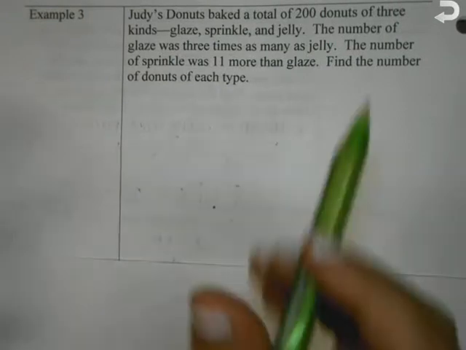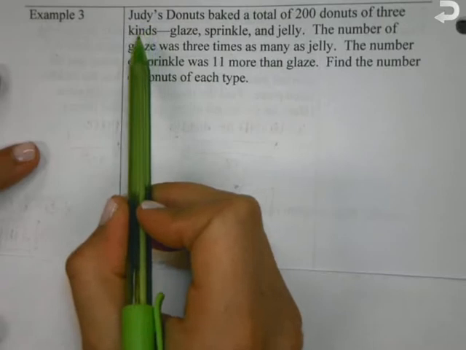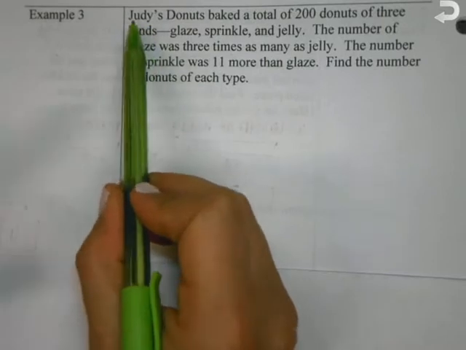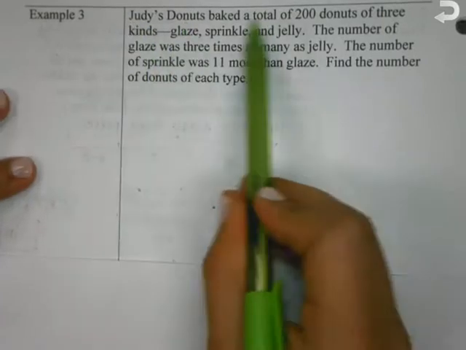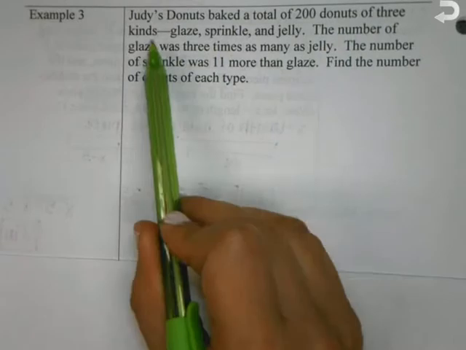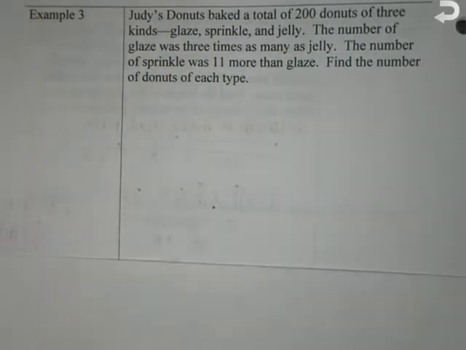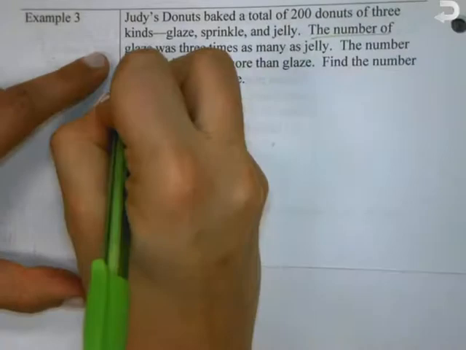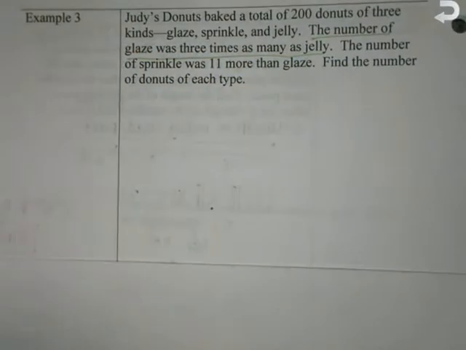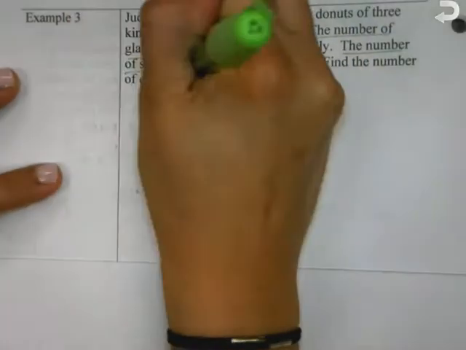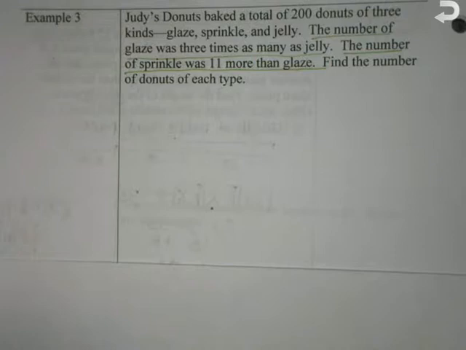Example 3. Judy's Donuts bake a total of 200 donuts of 3 kinds. Glaze, sprinkle, and jelly. So we have 3 kinds of donuts. The number of glaze was 3 times as many as jelly. The number of sprinkle was 11 more than glaze. Find the number of donuts of each type. This is where it gets tricky. I think this is the most missed question on the Unit 2 test because we don't only have one variable that we're working with here.